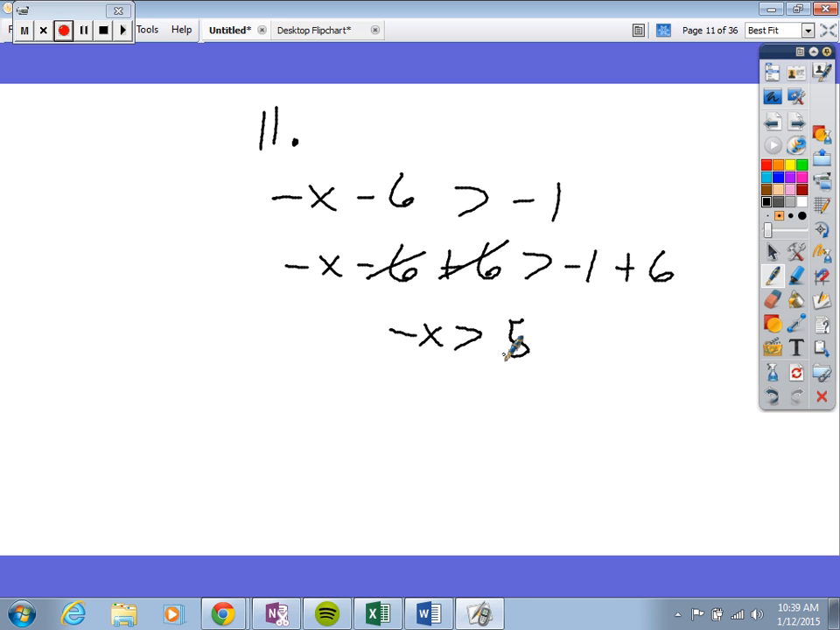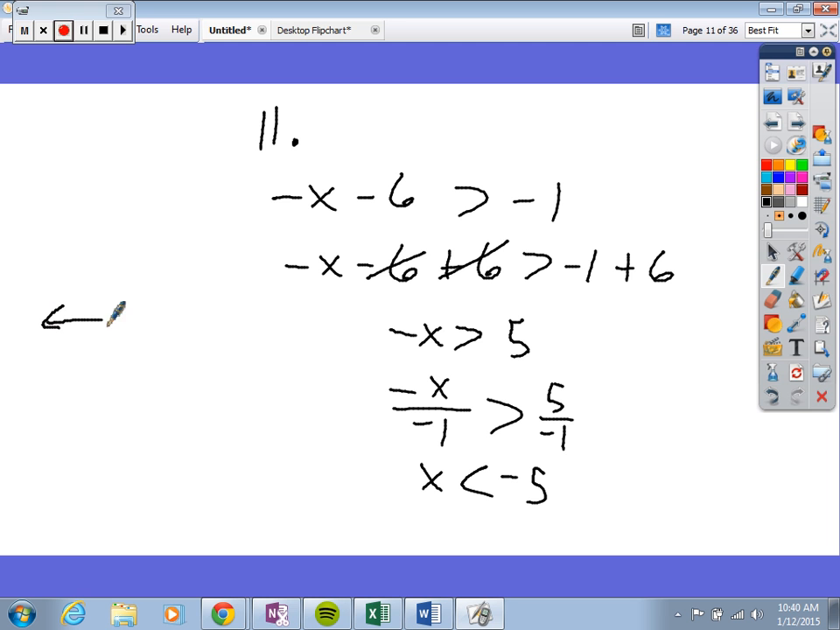So now we want x, not negative x. So we divide both sides by a negative 1. So we get x is less than, because we must remember to flip the sign when we divide by any form of a negative. 5 divided by negative 1 is just a negative 5. So that's the solving part, but then it also wants me to graph. Since it's just one variable, it means to graph on a number line.